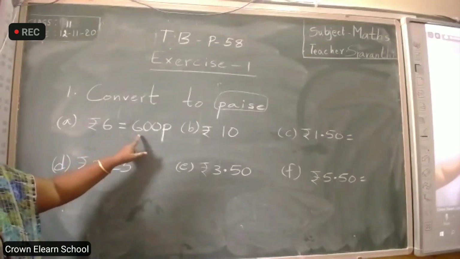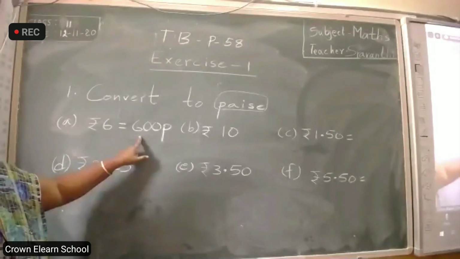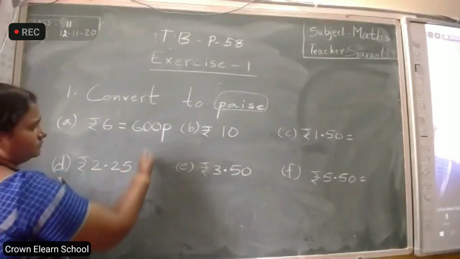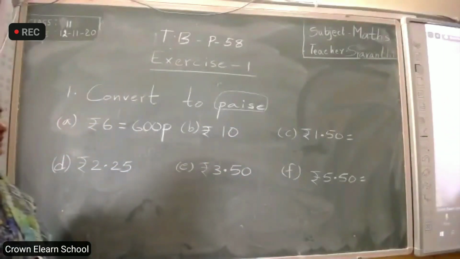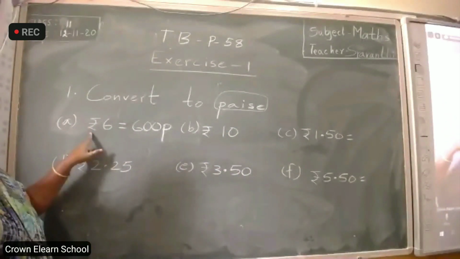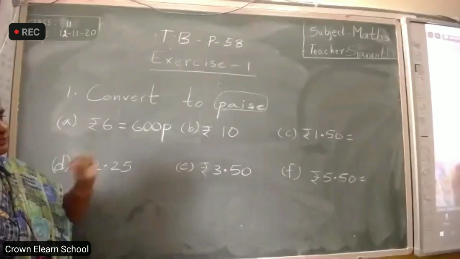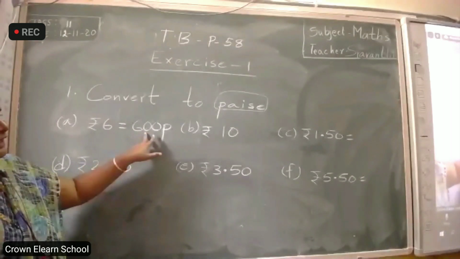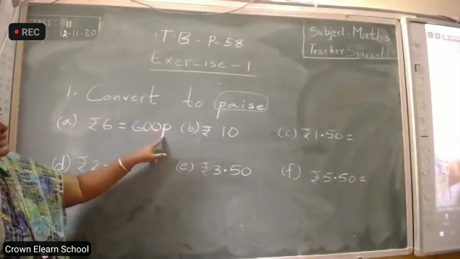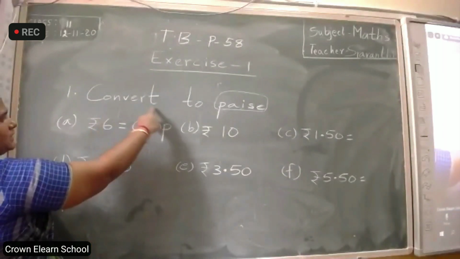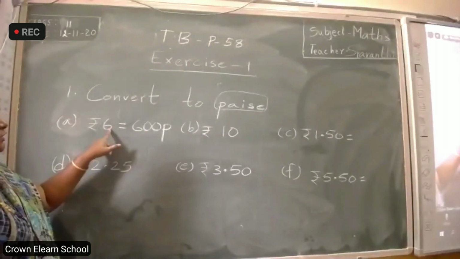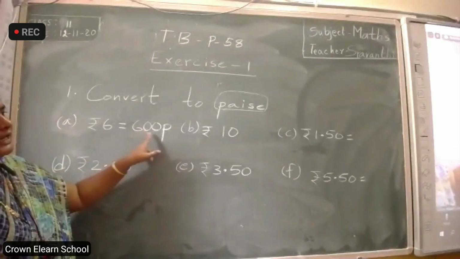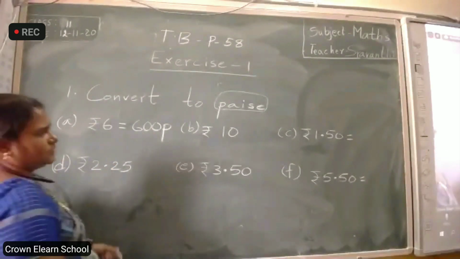So let us write the answers in the textbook itself. We have done it in the notebook already. Here you have some space between the sums. So let us write the answers there. 6 rupees is equal to 600 paise. Same number 6 and put 2 zeros. The rupee symbol changes to the paise symbol. So 6 rupees is equal to 600 paise.